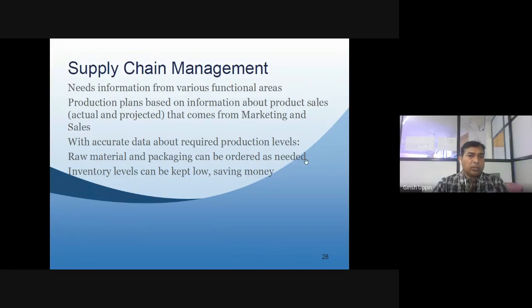Supply chain management needs information from various functional areas. Production plans are based on the information about product sales that comes from marketing and sales. So whatever the predictions or the forecast that comes from the sales department will be used for the production planning. With accurate data about required production levels, raw material and packaging can be ordered as needed. Inventory levels can be kept low, saving money.